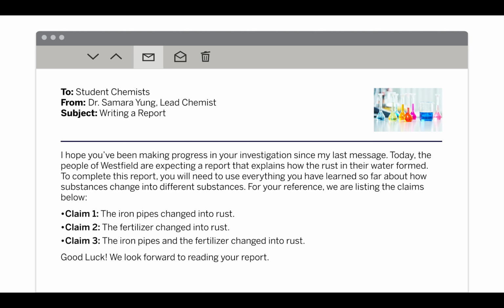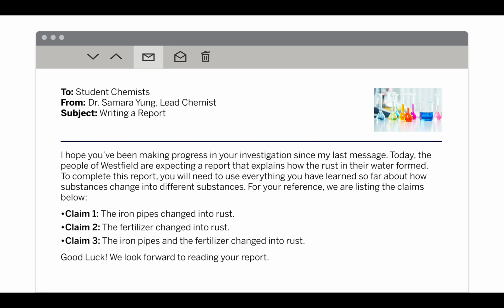The first claim is that iron pipes changed into rust. Let me help you understand what that means. You know that the substances before a chemical reaction are called the reactants, and what happens after a chemical reaction, those substances are called the products. So claim number 1 is saying that the iron pipes, or just the element iron, reacted by themselves. That was the reactant, and the product is the rust.